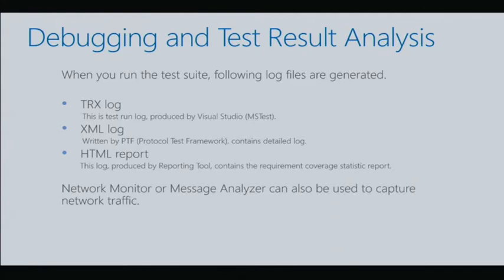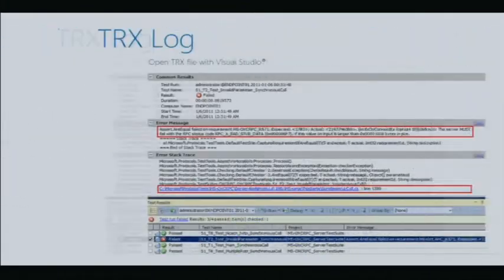When you run the test suite, a TRX log is generated. This is generated by MS Test. It's a Visual Studio file that you can open in Visual Studio and look at the result of the test run. I have more information about that later. Another file that gets generated is the XML log. This is generated by the PTF, Protocol Test Framework. Our test suites contain lines which write this XML log. We'll see more about that later as well.